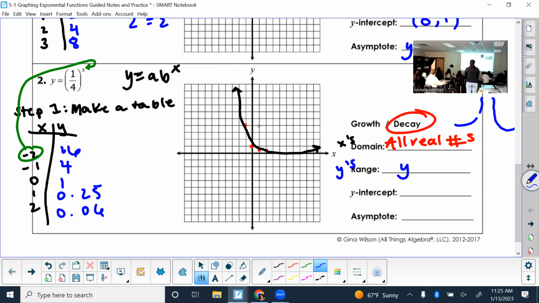Like, do the y's stop at 2? No, because we have stuff under the 2. So where does it look like they stop? Well, 4 is up here. So it's still stuff under, so that wouldn't be it. Yes, it would be 0.